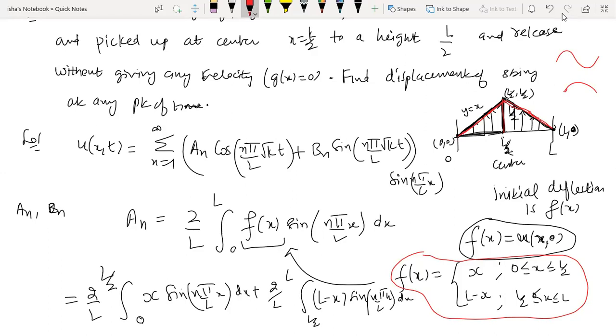So what is the mathematical equation of this curve, right? From 0 to L by 2, it is a straight line. From L by 2 to L also, it is a straight line. So all we need to do is find the equation of these straight lines. To find the equation of a straight line, we need two points, so that we can write the equation of the line. So this point is 0 comma 0.